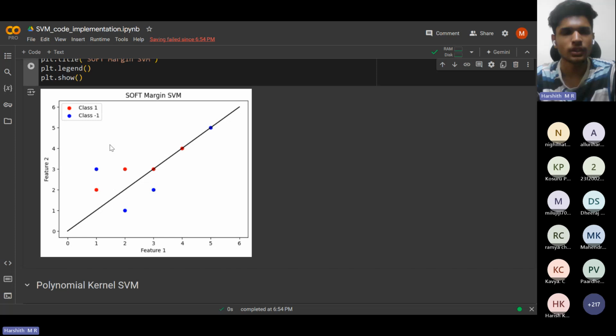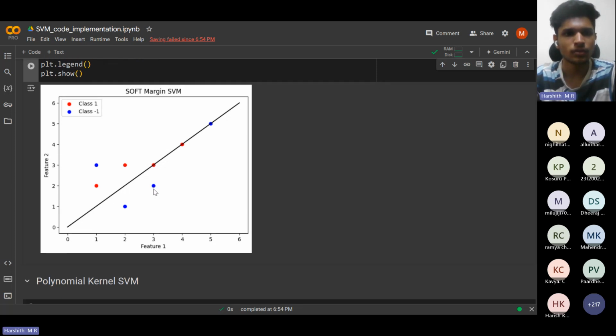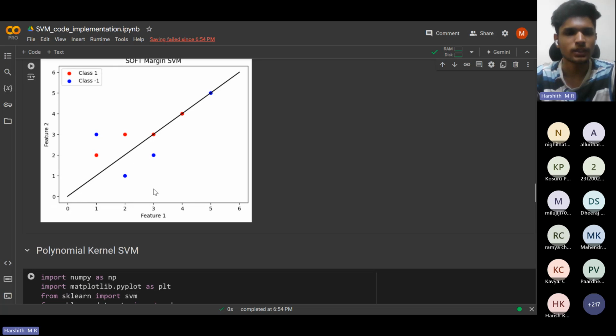Any point above this would be given class 1. Any points below this would be given class -1. You can see the plot legend over here. Class 1 is red, class -1 is blue. This is how soft margin works.